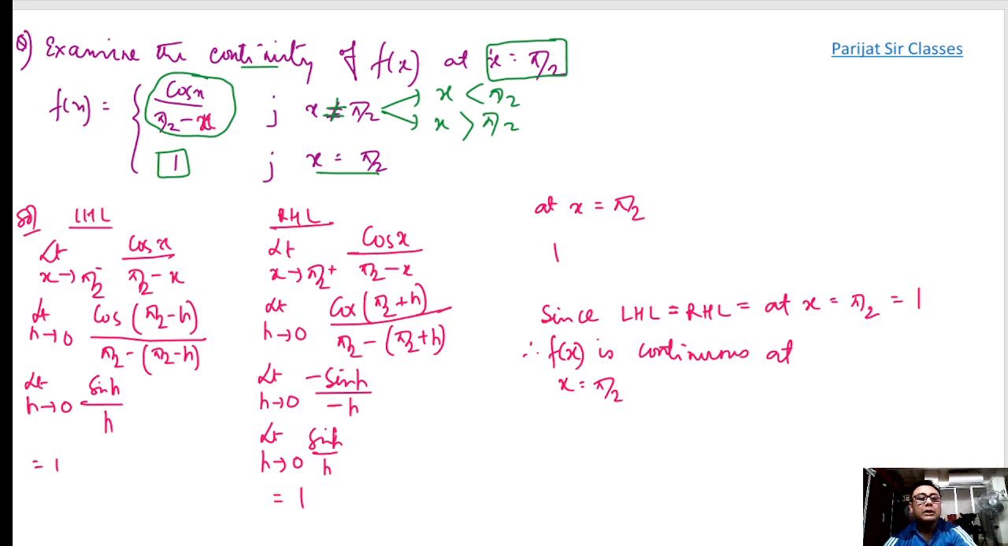So first of all, let us see the left hand limit. I have chosen x less than pi by 2, so pi by 2 minus means less than pi by 2.